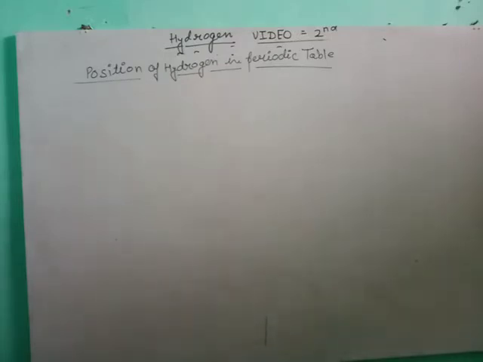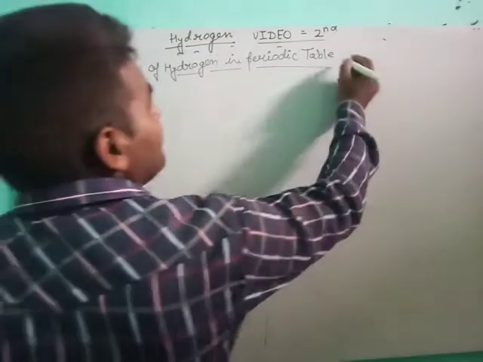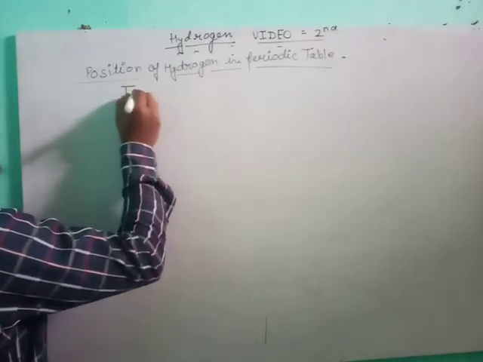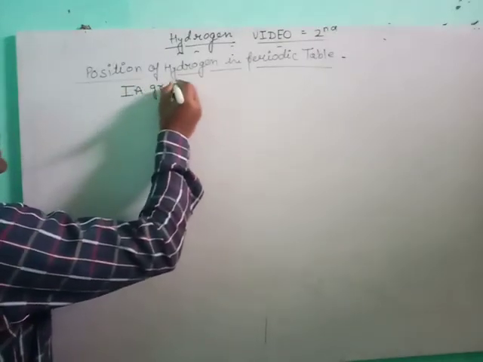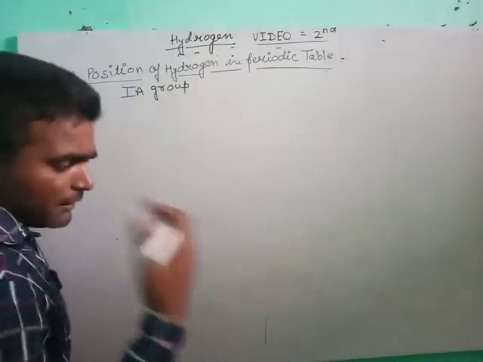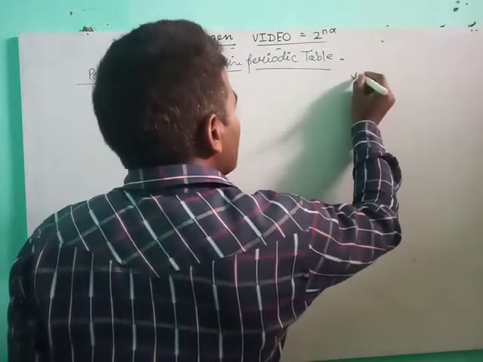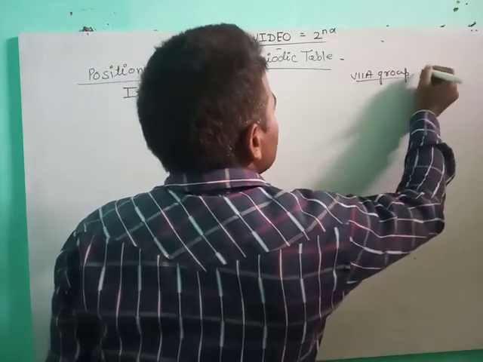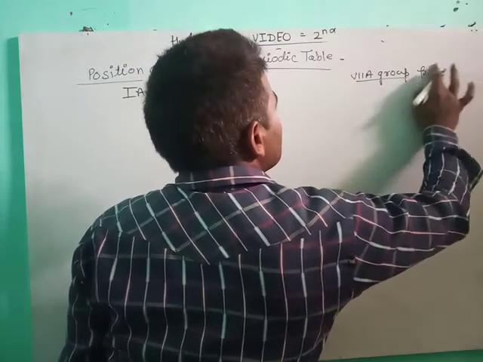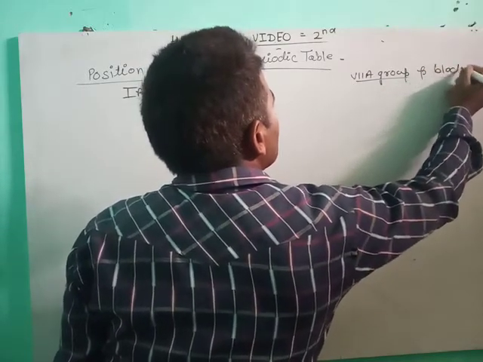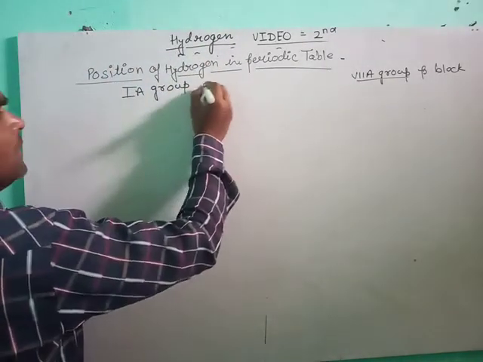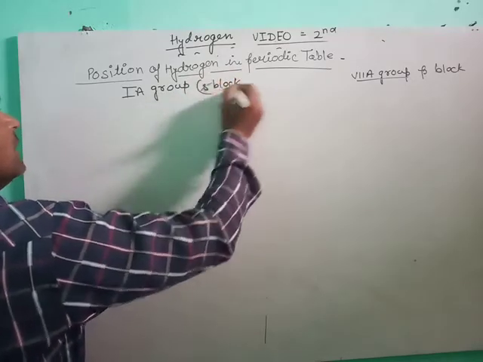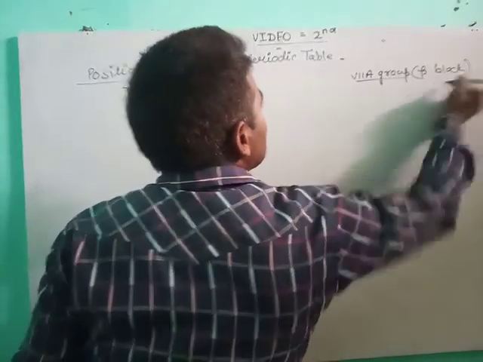In the previous class, I told you that hydrogen has two different positions. The first position of hydrogen is in the first A group, and the second position of hydrogen is in the seventh A group. This group is situated in the P block, and this group is situated in the S block.